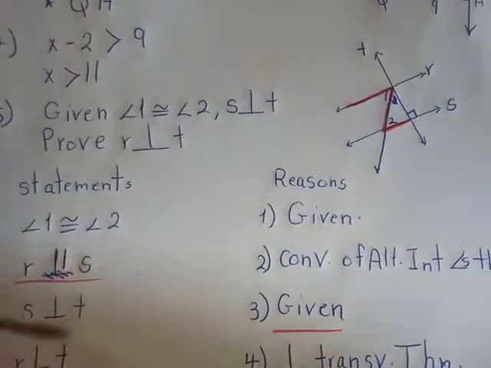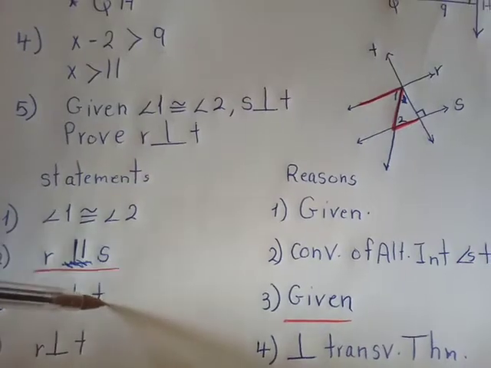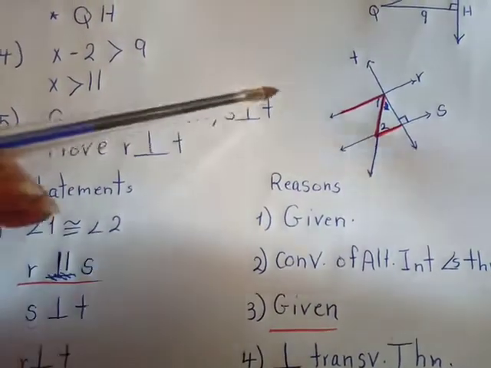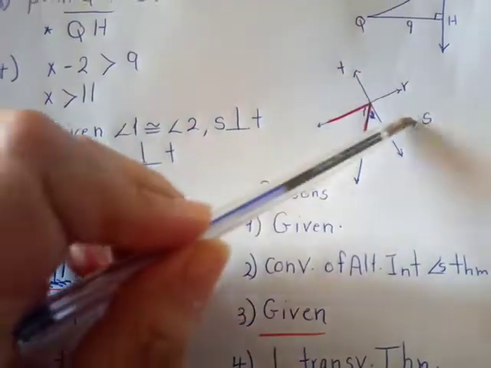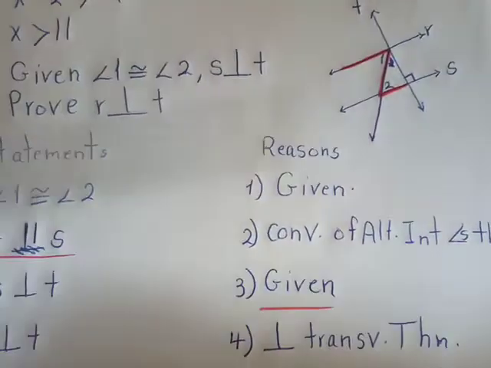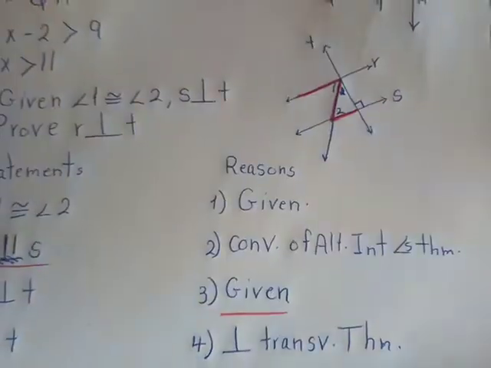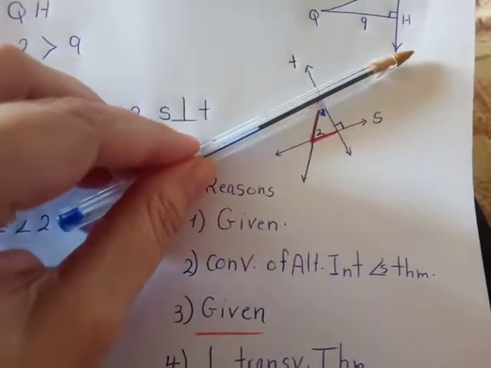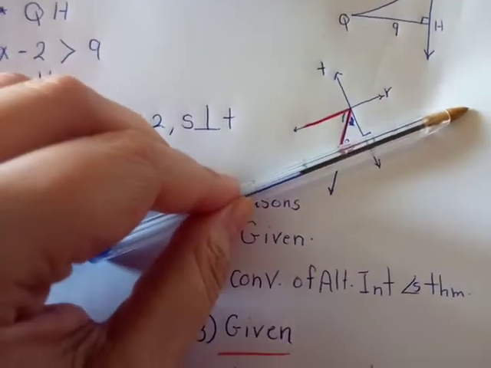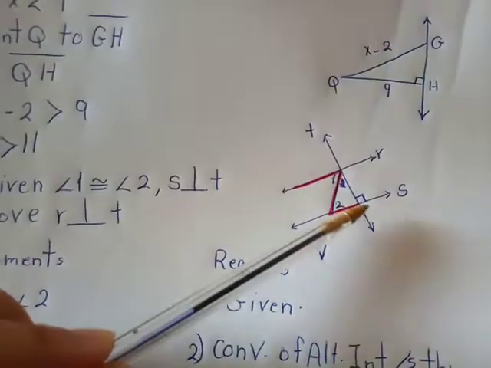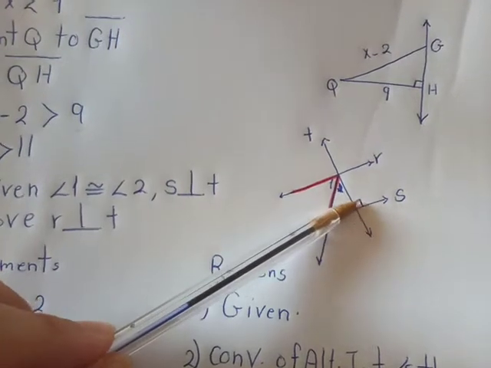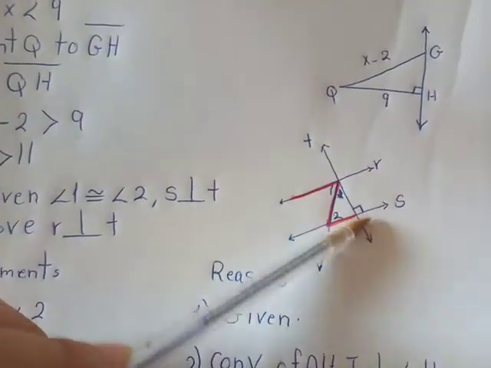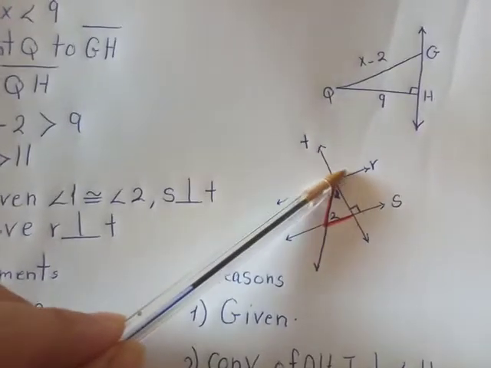S perpendicular to T. The line S is perpendicular to the line T. From where? It's given. Okay, concentrate. What do you have now? We proved the two lines parallel, and the transversal is perpendicular to one of them. So, of course, the transversal is perpendicular to the second one.